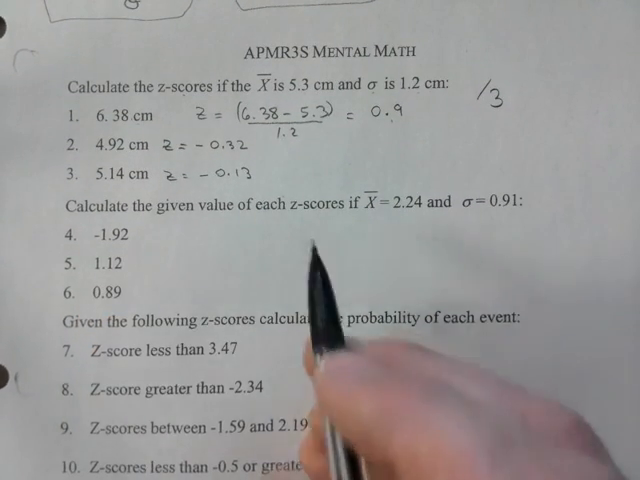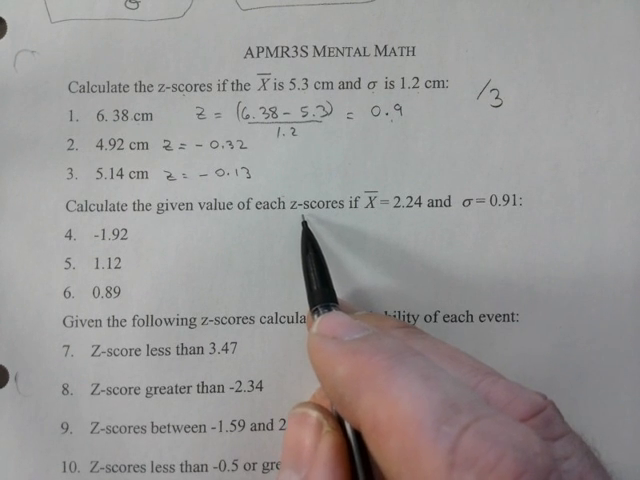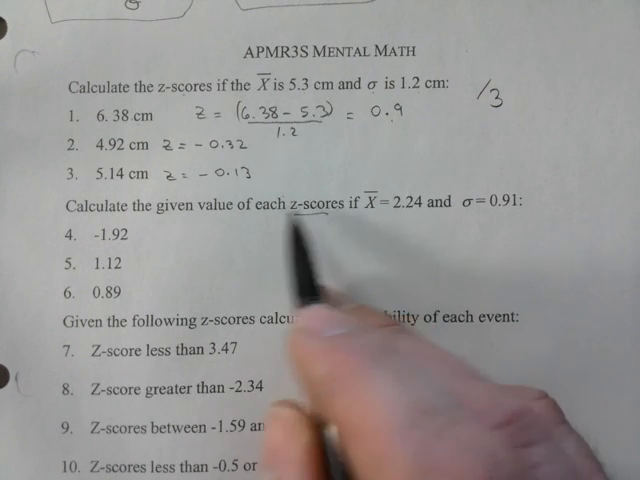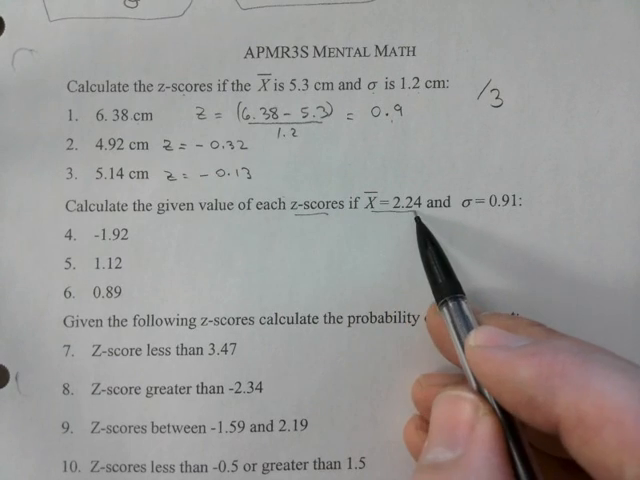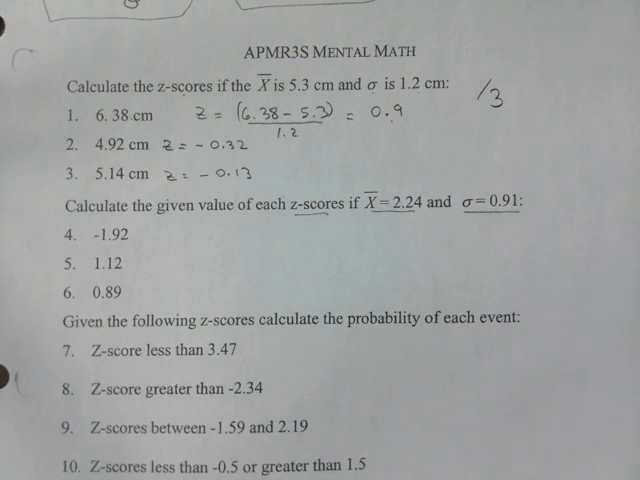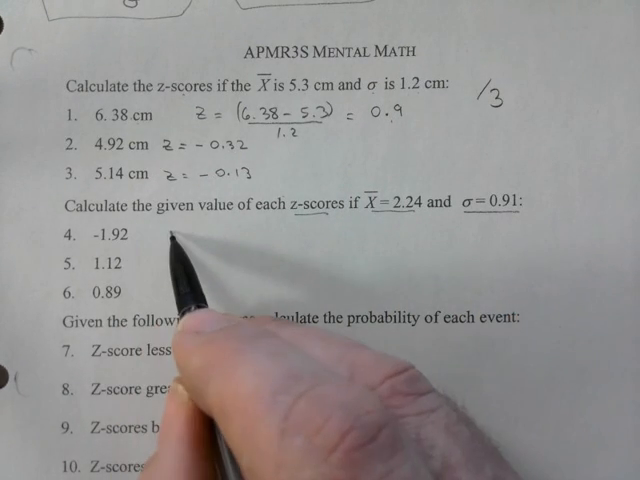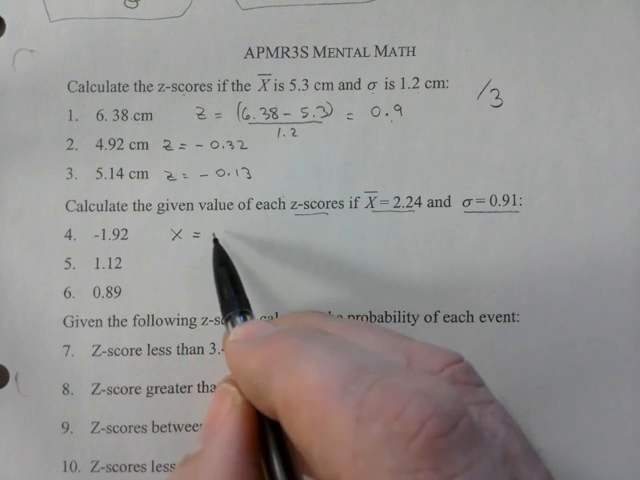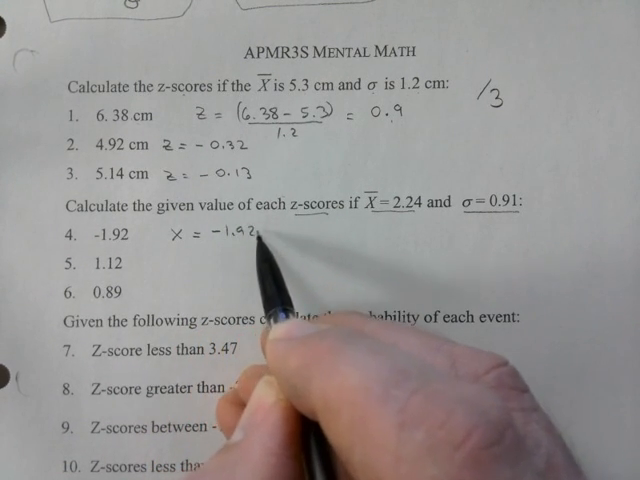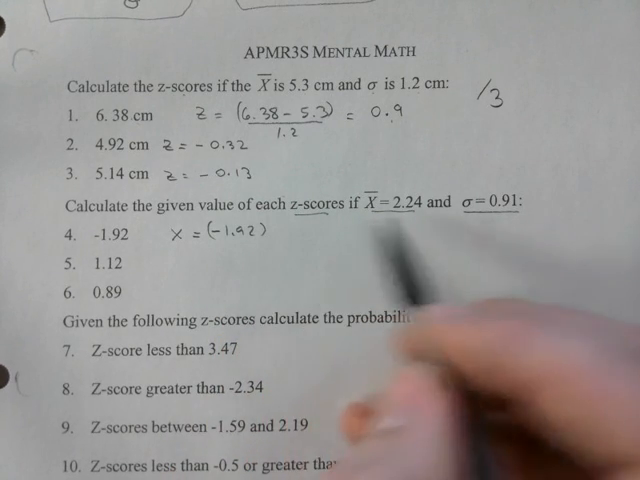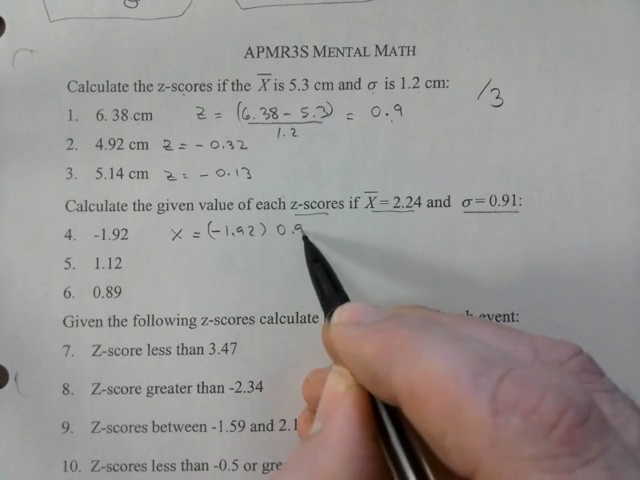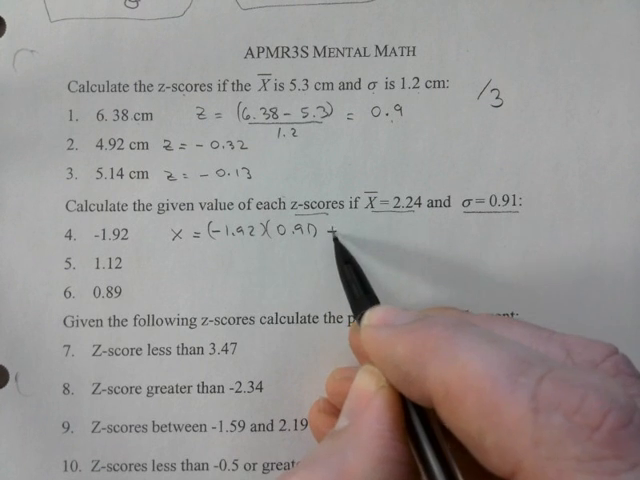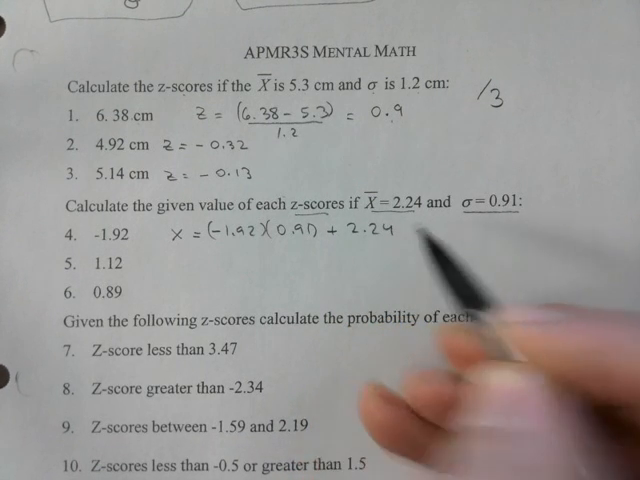Then 4 to 6, calculate the given value if the z-score, right, for each z-score, if this is my average, this is my standard deviation, we have no units. So for here, the actual value, I'm going to go z-score, right? Standard deviation is 0.91 plus the 2.24 average.